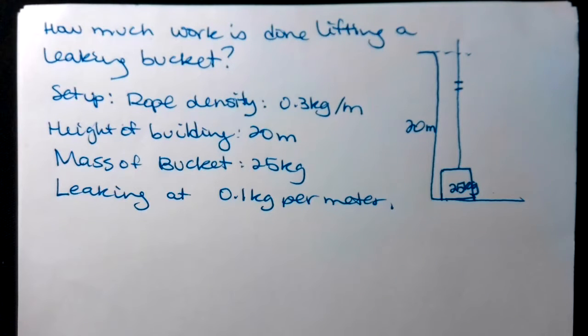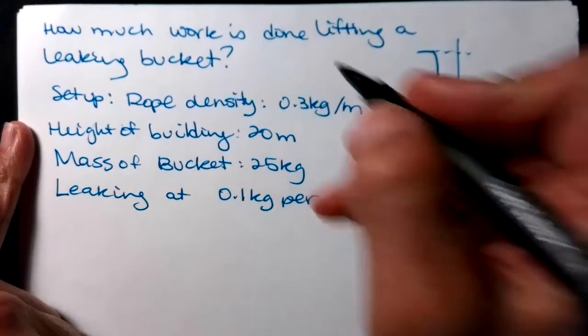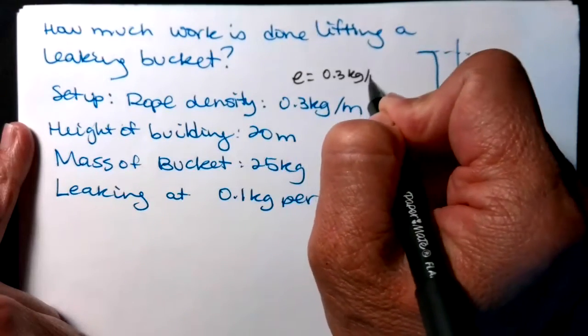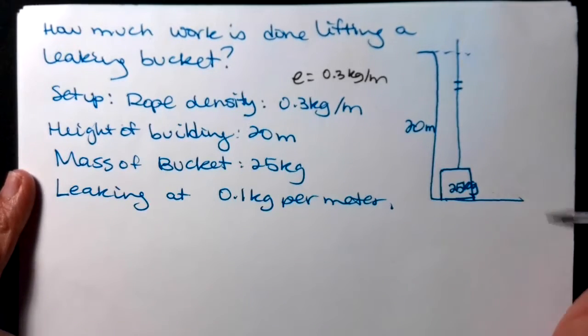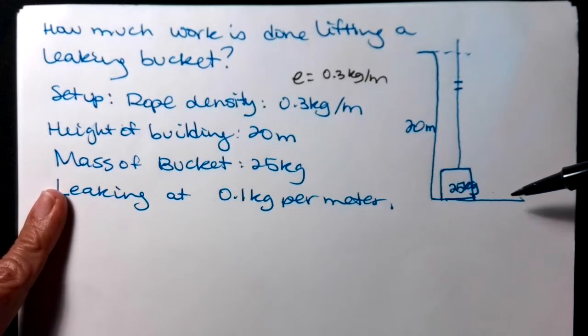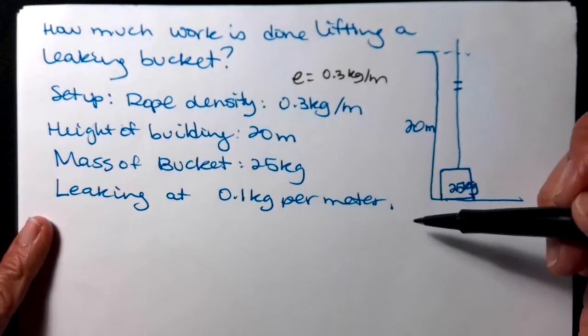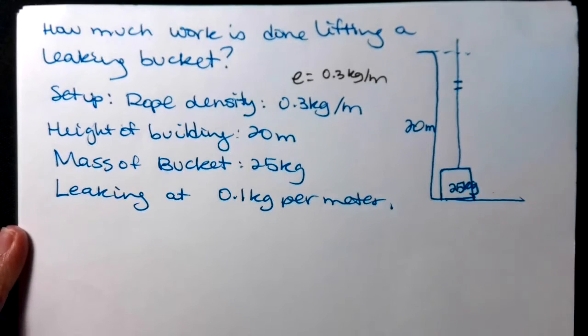So when we want to figure out this work, a couple of things we're going to remember. First off, I've got a picture kind of drawn here for the setup. So our rope density, the rho of the rope, is going to be 0.3 kilograms per meter. The height of the building, so we have to lift this whole thing 20 meters. The original mass of the bucket, when it's full at the bottom, is 25 kilograms, and then it's going to be leaking at 0.1 kilograms per meter as we lift it up.